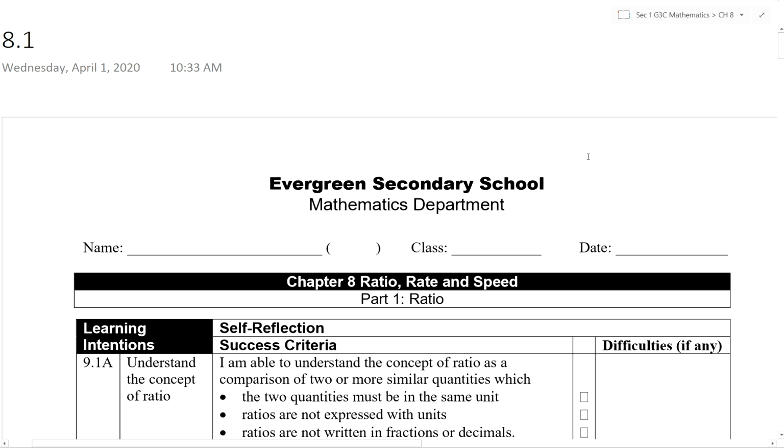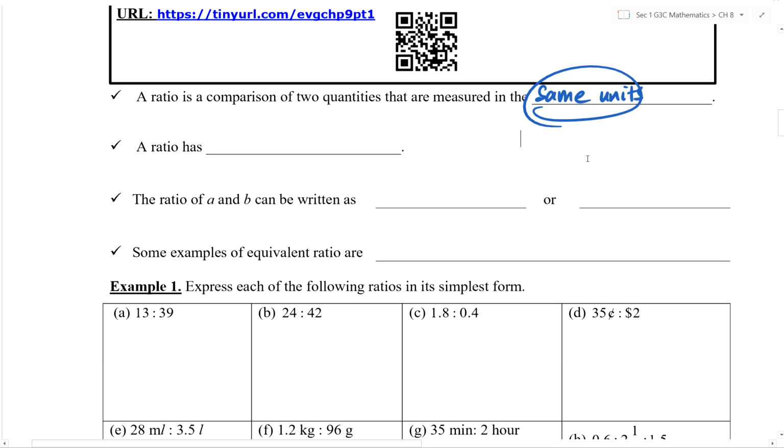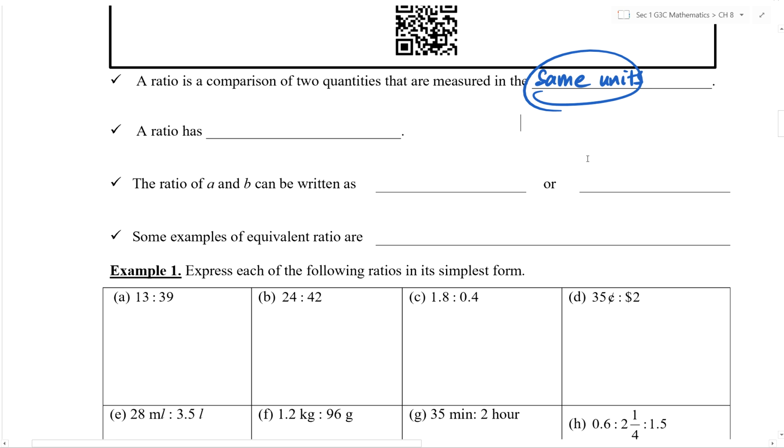This is a video on Chapter 8, Part 1 on ratio. Okay, a ratio is a comparison of two quantities that are measured in the same units.